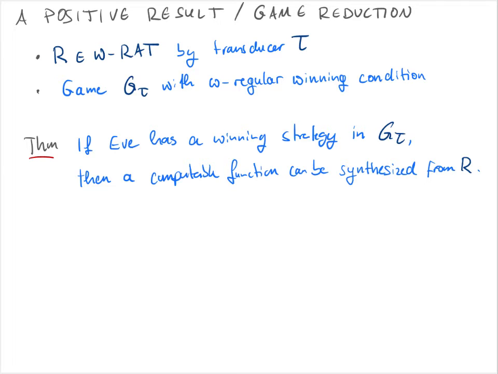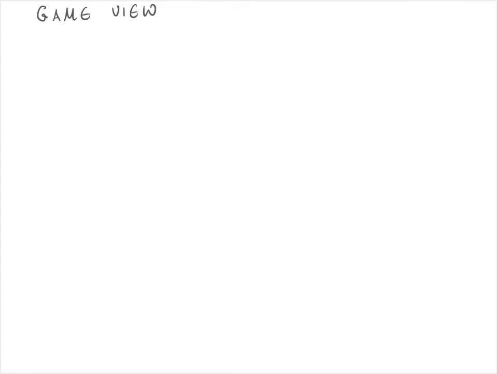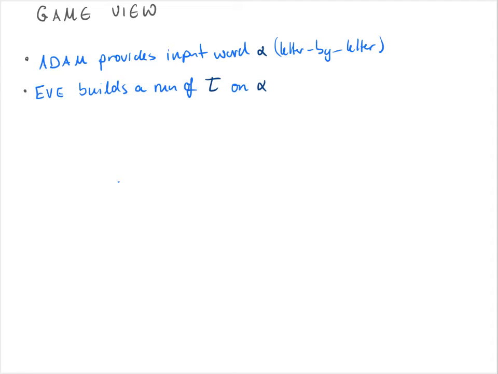Okay, so I want to go into a bit more detail. How does this game look? It's a two-player game. The player Adam provides an input word alpha letter by letter, and Eve does not provide output, but she must build a run of the transducer on the input word. And she is able to skip her move, because as we have seen, the output might depend on future inputs. For example, in the specification shown to you, we have to wait for the special symbol big A, B in order to know what the right move is. So in this game, she has the ability to skip her move before she continues building the run.